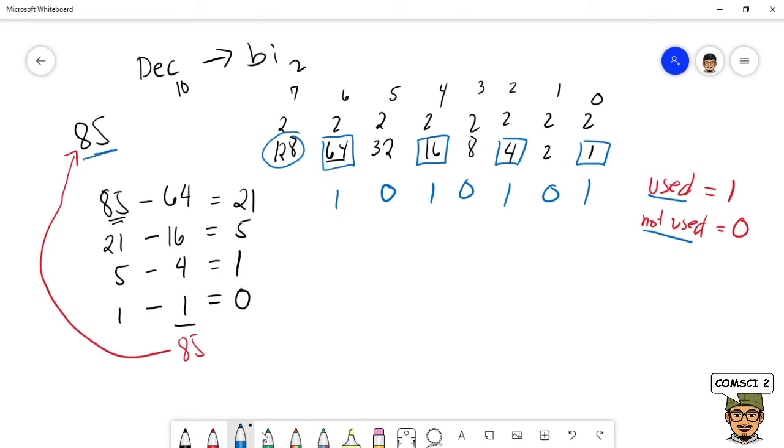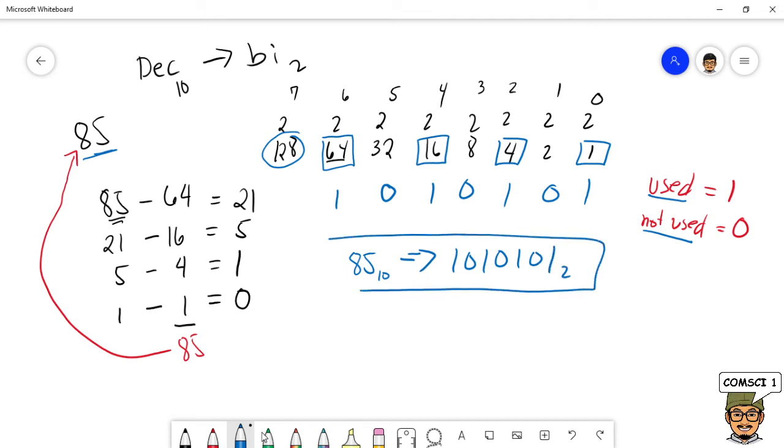So it's safe to say that 85 base 10 is equal to 1 0 1 0 1 0 1 base 2 binary number. Next example.